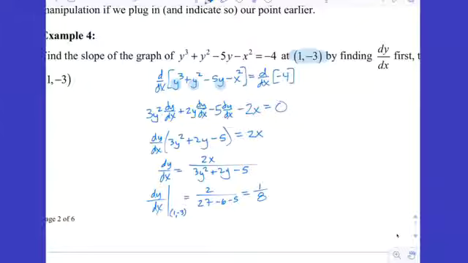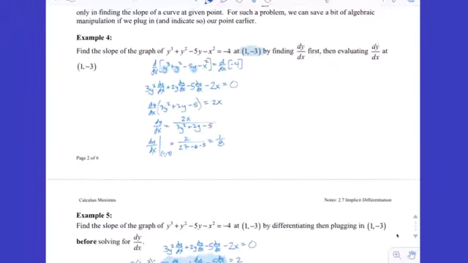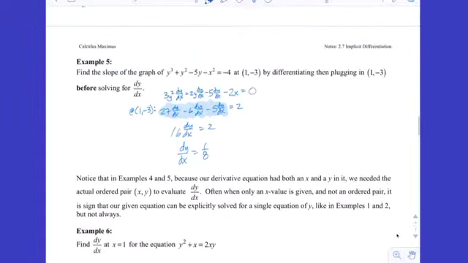But if the instructions are just like, what's the slope of this graph at this point? Or it's a multiple choice question, and they're looking for the numeric slope, then it's easier to plug in before solving for dy dx. It's just a little bit less algebra. Things combine a lot more quickly when you plug in first. So just keep that in mind. Okay.